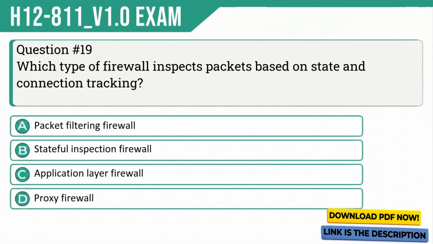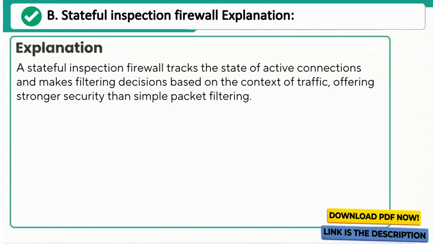Question number 19. Which type of firewall inspects packets based on state and connection tracking? A. Packet filtering firewall. B. Stateful inspection firewall. C. Application layer firewall. D. Proxy firewall. Correct answer: B. Stateful inspection firewall. Explanation: A stateful inspection firewall tracks the state of active connections and makes filtering decisions based on the context of traffic, offering stronger security than simple packet filtering.